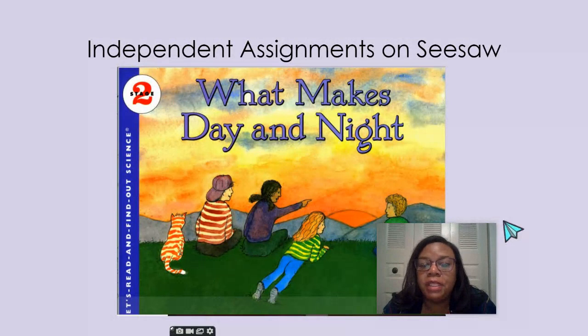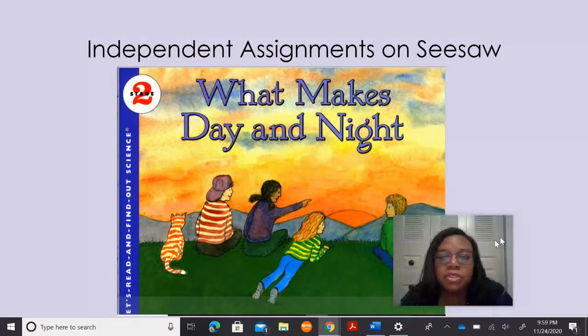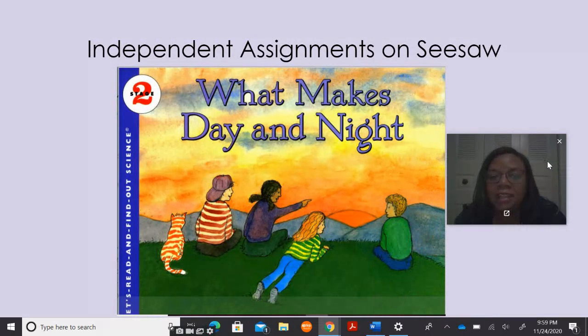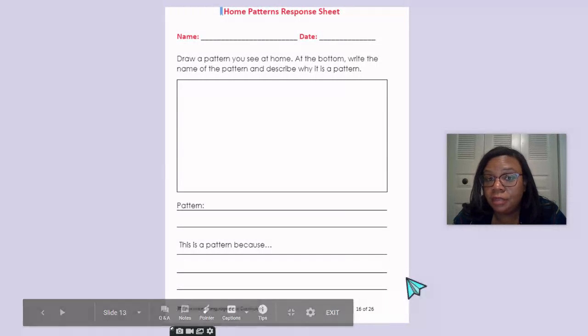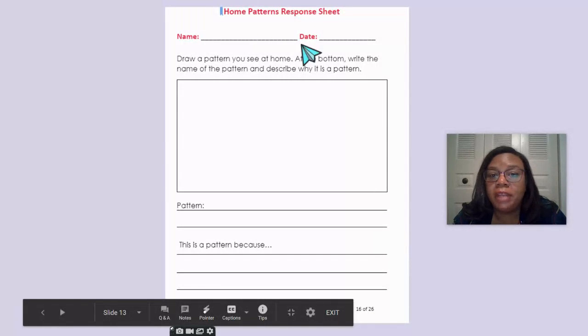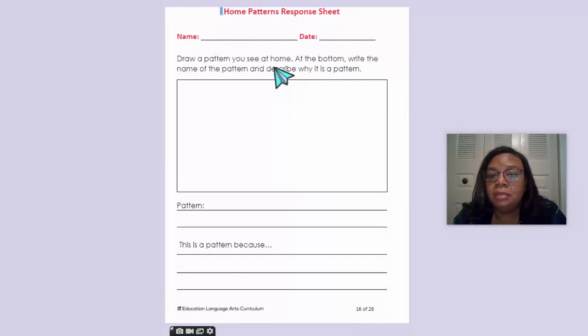And so for your independent assignment on Seesaw, you will listen to the story, What Makes Day and Night? And then you will either work in your orange book. It's page 16 of your Sky Notebook, Home Patterns Response Sheet. Draw a pattern you see at home. At the bottom, write the name of the pattern and describe why it is a pattern.